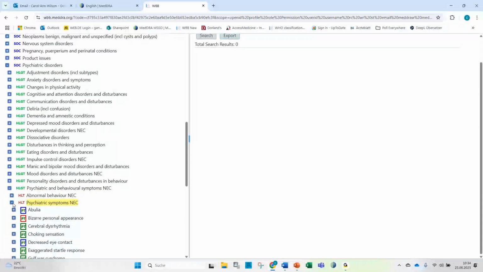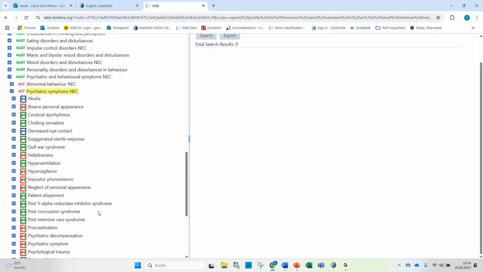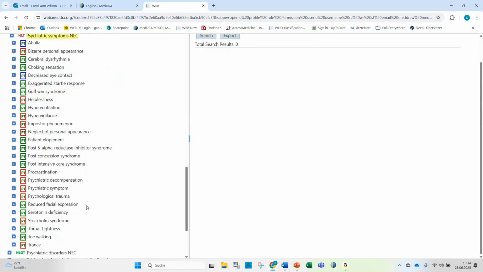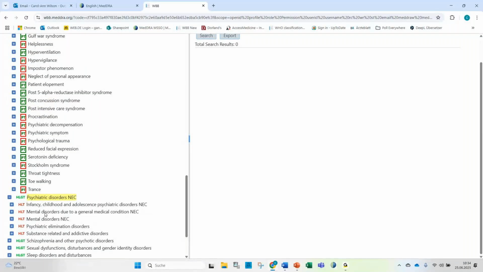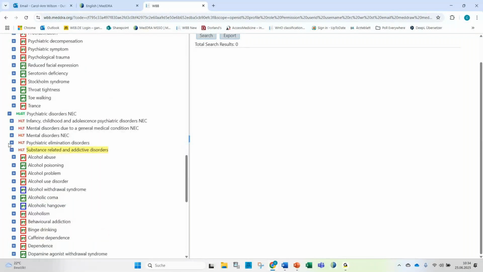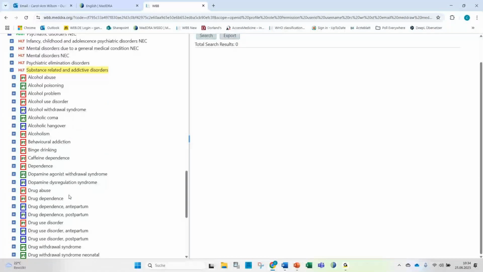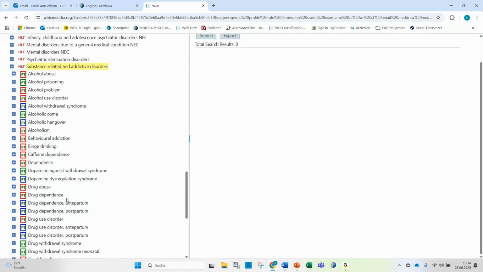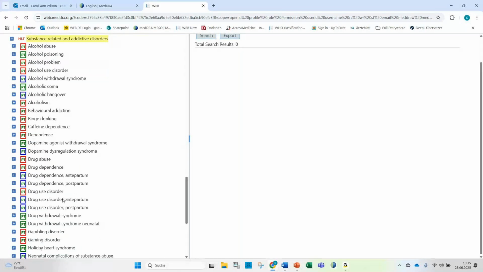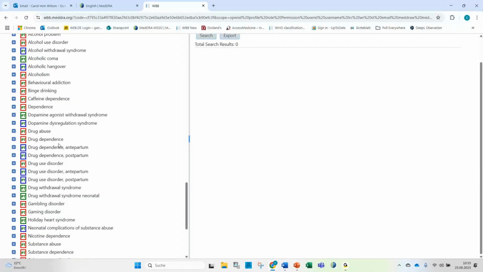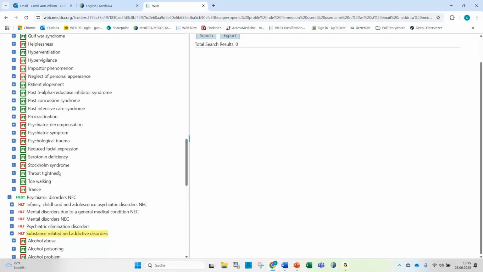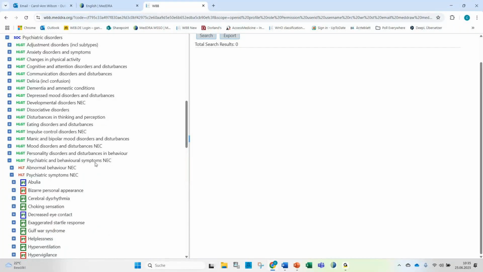I hope that I'm on the correct path here. Psychiatry, yes, substance. Now, here we are, psychiatric disorders. Substance-related and addictive disorders, here we are. And here we have drug abuse, drug dependence, very specific ones, antepartum, postpartum, drug use disorders. So very specific terms for these concepts as well. These you can find in the psychiatric SOC.